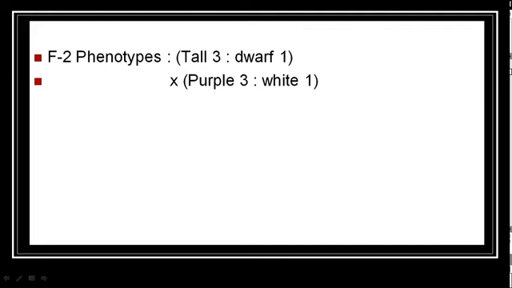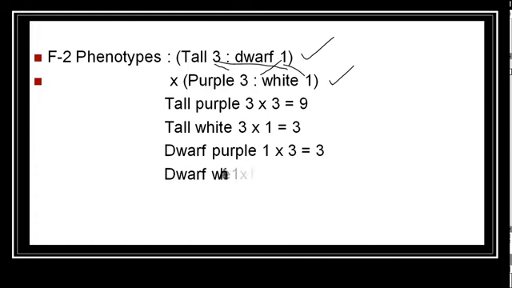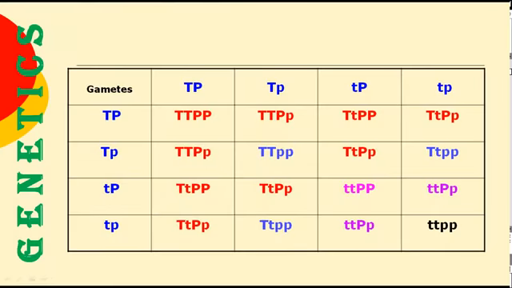Now, on the basis of monohybrid cross, tall and dwarf in F2 are 3:1, purple and white in F2 are 3:1. When these two sets are combined together, 3 3s are 9, 3 1s are 3, 1 3s are 3, and 1 1s are 1. That is, the 9:3:3:1 ratio will come out. So the result is exactly following the law of statistics.